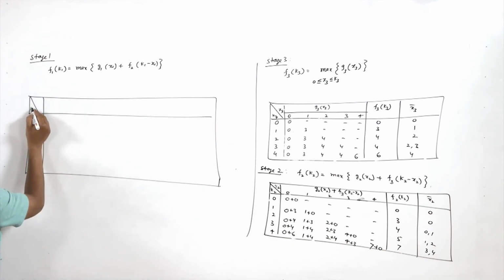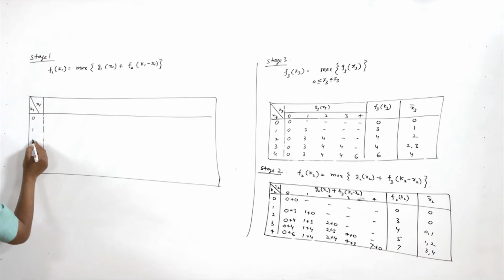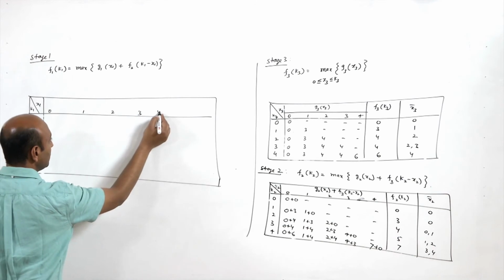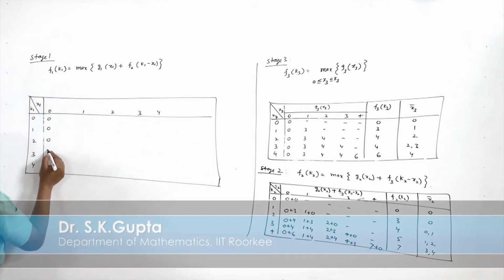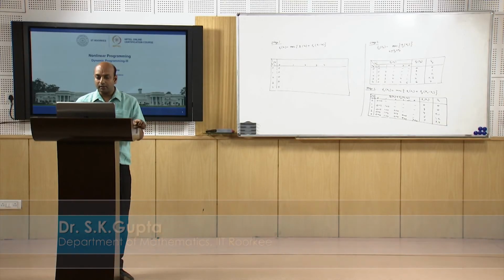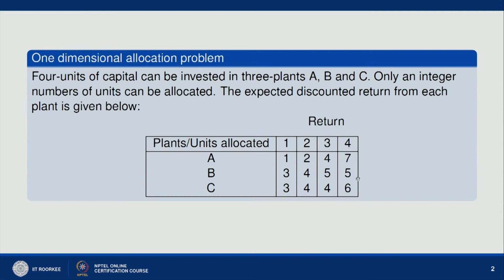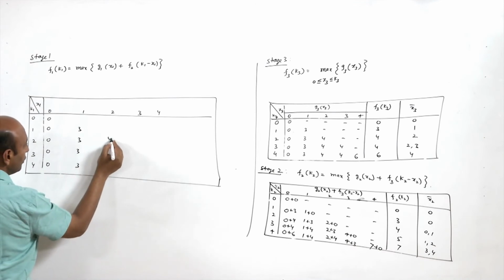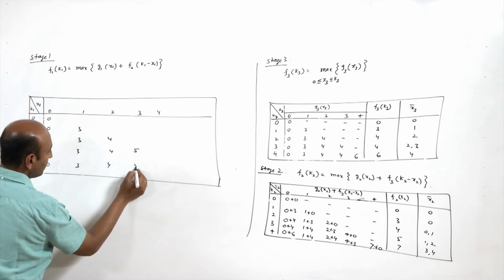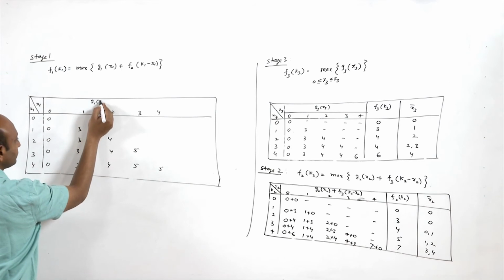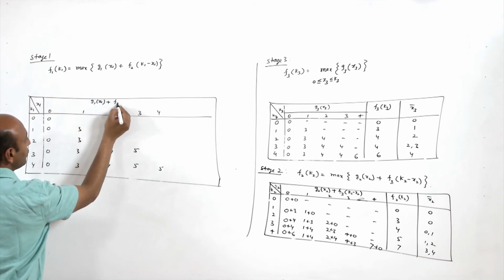It is K1, x1, it is 0 1 2 3 4, it is 0 1 2 3 4. At 0 all values are 0. Now, it is for B. For B the returns are 3, 4, 5, 5. So, these are G1 x1, and plus we have to do F2 of K1 minus x1.